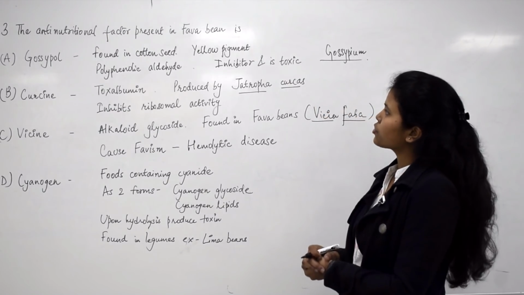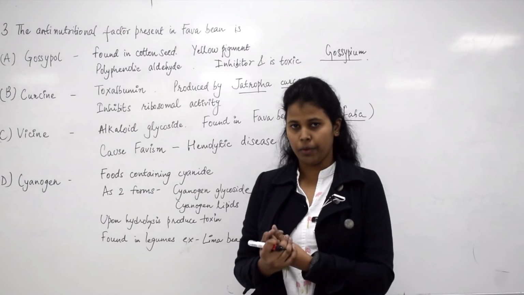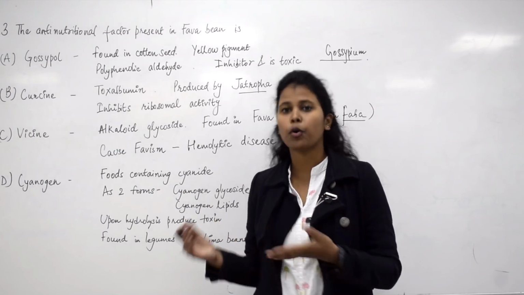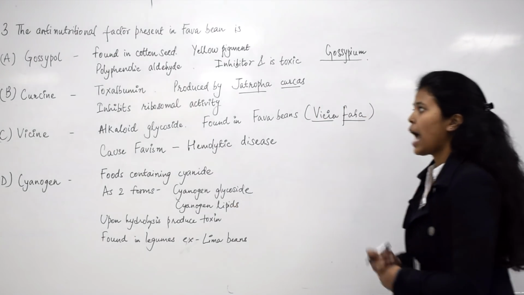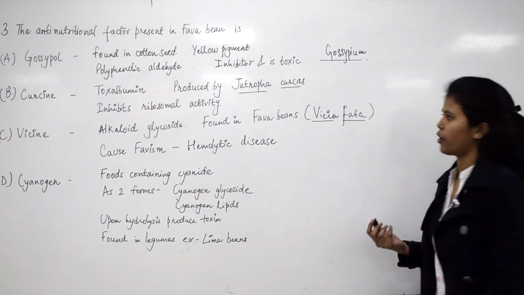Next anti-nutritional factor is curcine. Curcine is basically a toxalbumin and is present in a type of shrub called Jatropha curcas, and it inhibits the ribosomal activity of the host that consumes that product.